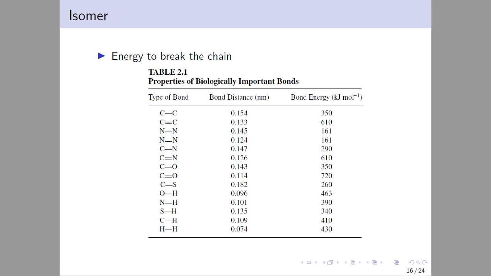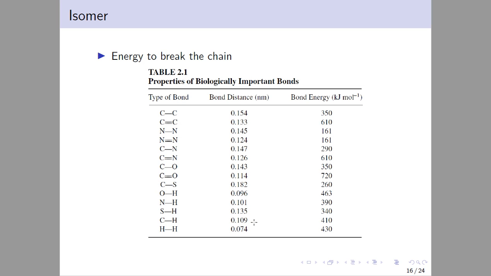Okay, so here is the table of the important bonds in this biomolecule: CC, C double bond C, CN, C double bond N, CO, C double bond oxygen, CS sulfur, OH, NH, SH, CH, and HH.